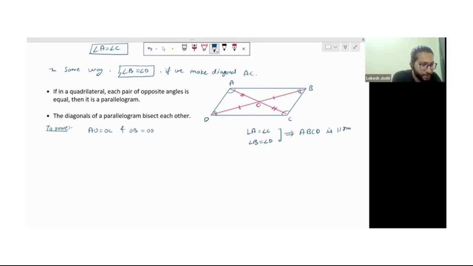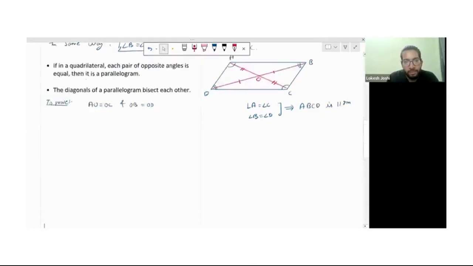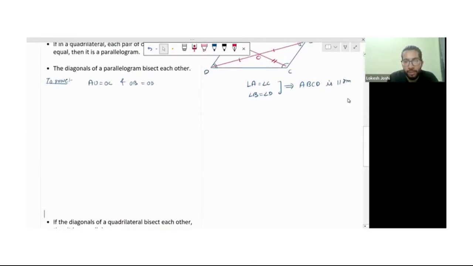At the starting of this chapter, I already told you that to study this chapter, you should be very clear about triangles and the properties of congruency. So the same thing we are going to use to prove this.